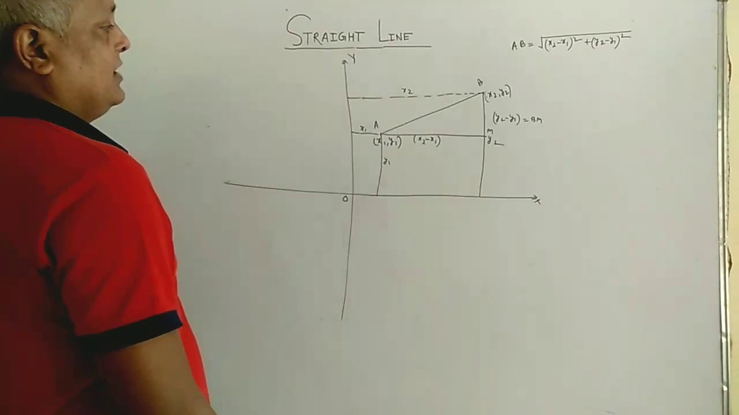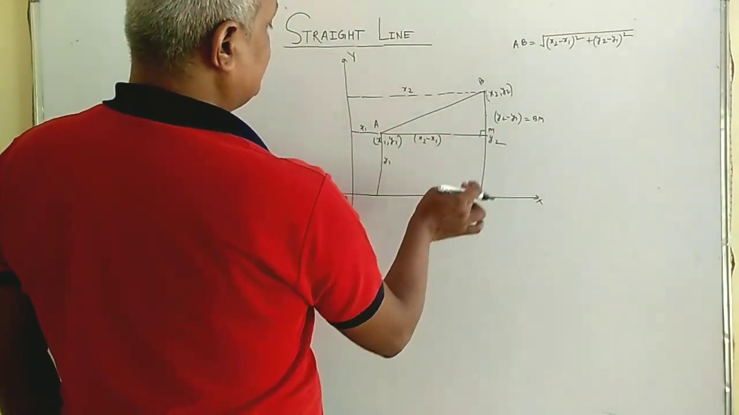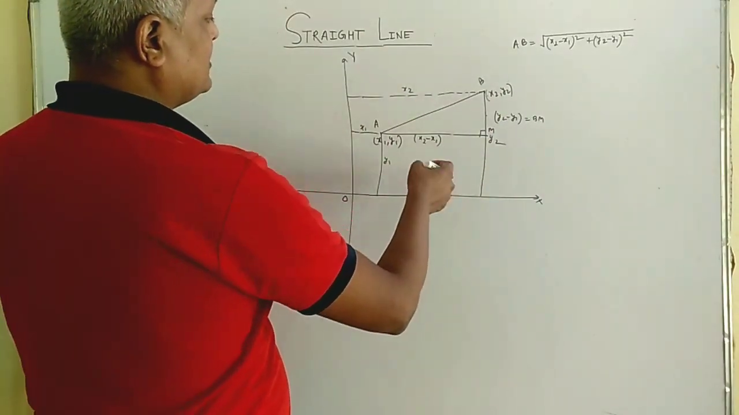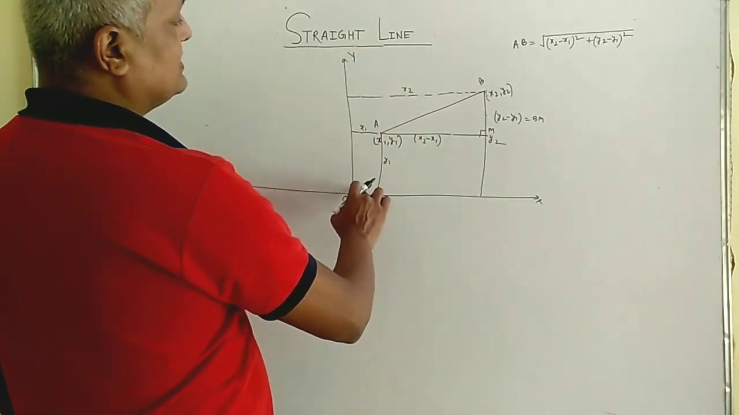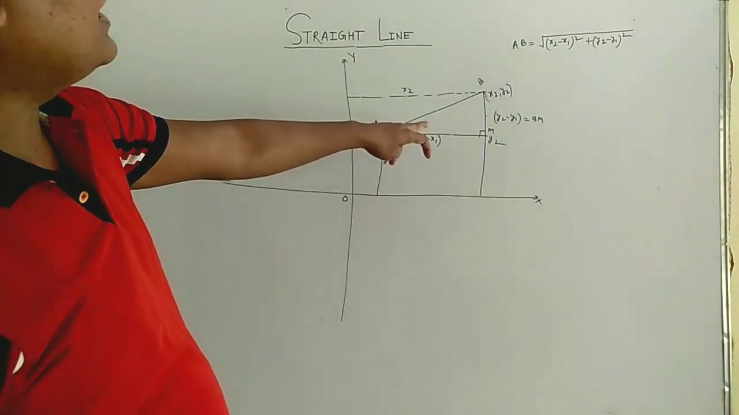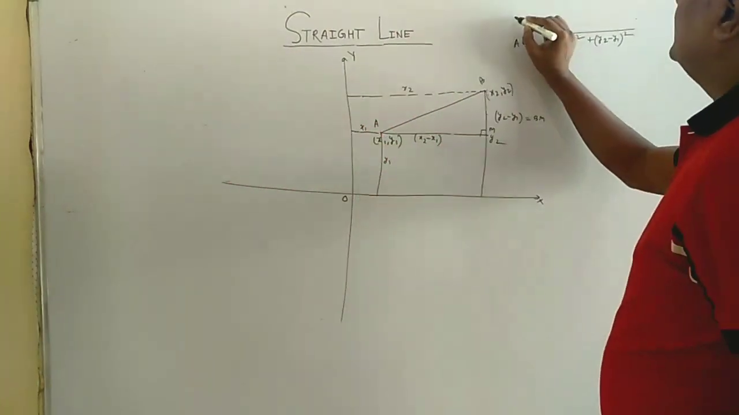x2 minus x1. Now you see this is a right angle triangle because this line is parallel to this line and this line is parallel to this line. So the intersection of these two will be just like this. This is 90, this will also be 90. So if you use Pythagoras theorem, then here you can find AB square.